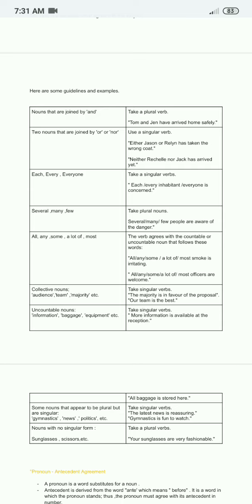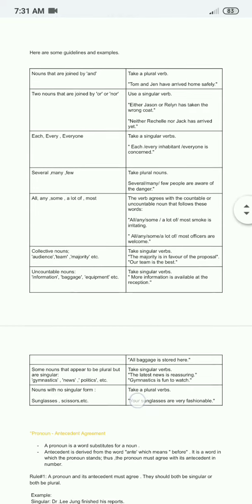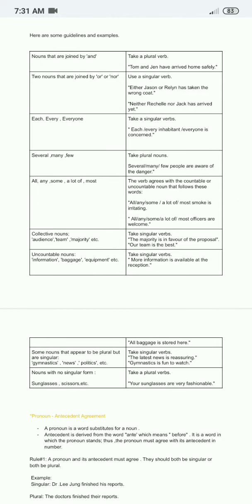Two nouns that are joined by "or" or "nor" use a singular verb. Example: Either Jason or Eileen has taken the wrong coat. Another example: Neither Rochelle nor Jack has arrived yet. Each, every, and everyone take singular verbs. Example: Each inhabitant, everyone is concerned.